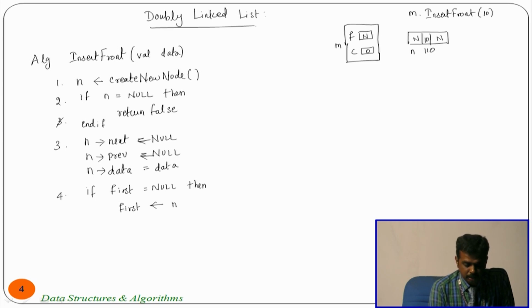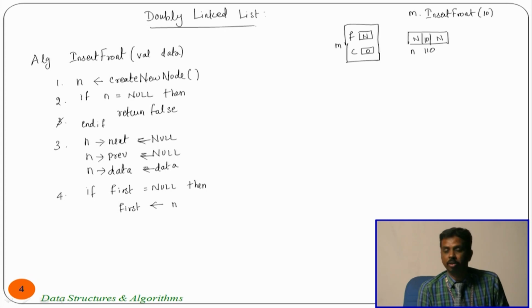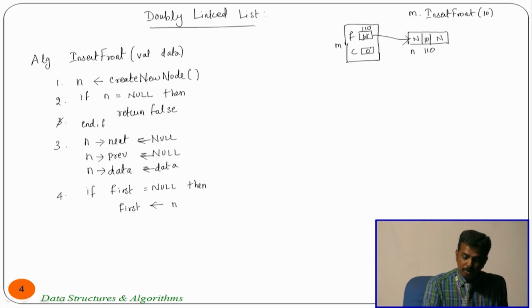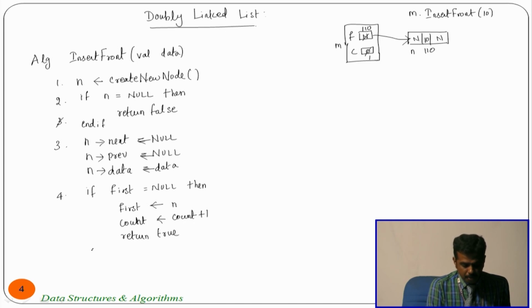We will use this syntax for the algorithm. Okay. So next, we have stored this address. It means that 110 is copied here. It means that this link is created. No more links need to be created if the list is empty. So we only have to increment the count. So count equal to count plus 1, and then just return true. End if.